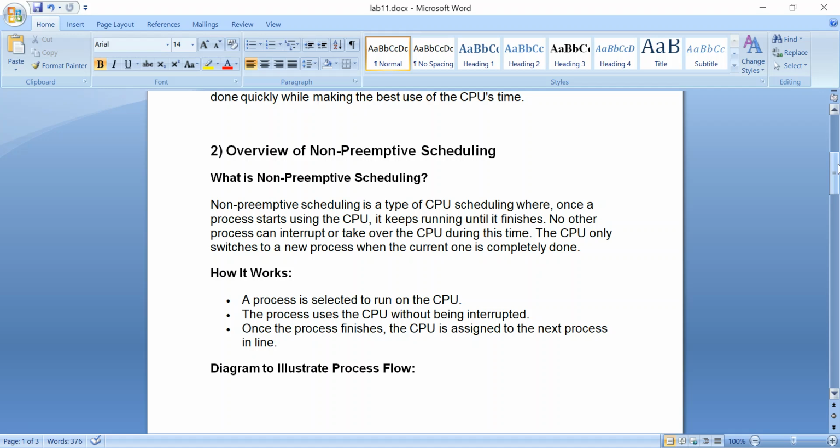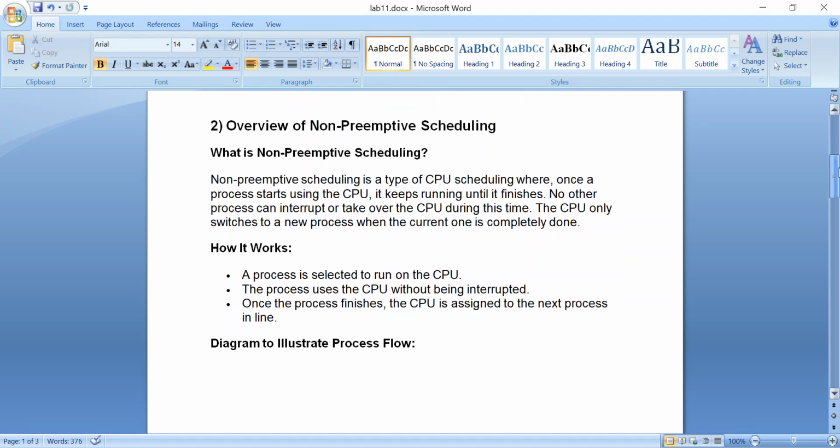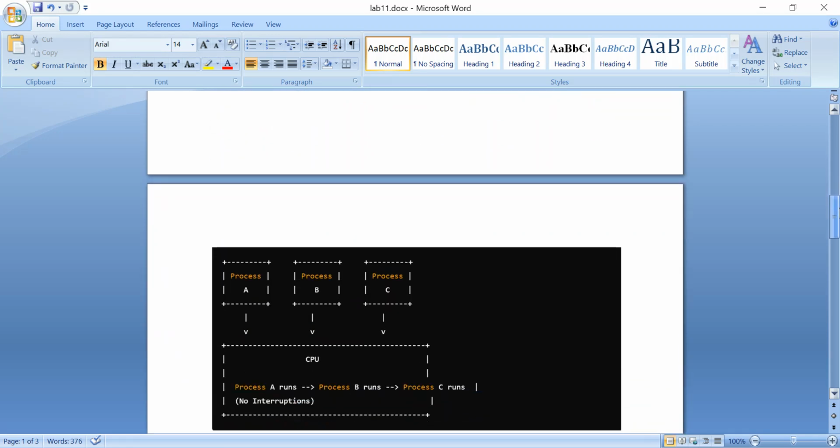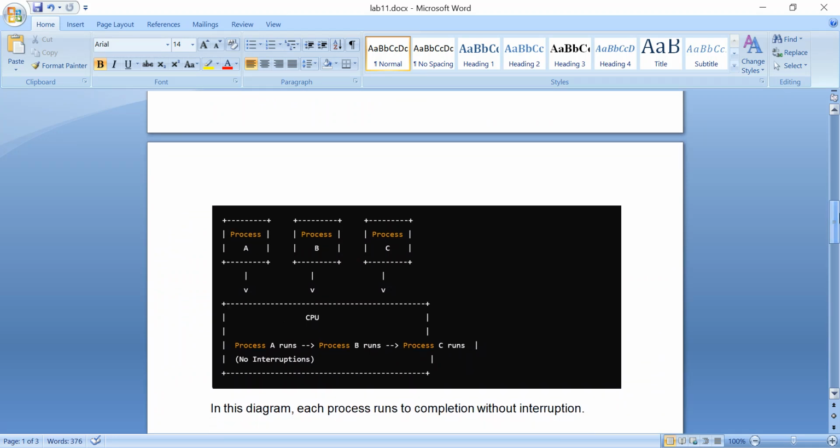So without interruption, there is no priority. If you are the fifth person in the row, you cannot go to the front of the line and say, please, I have an urgency, take my bill and let me go first. It doesn't happen like that. So there's a small process flow diagram which you can visualize. We have three processes: process A, process B, and process C. First process A runs, then process B runs, then process C runs.